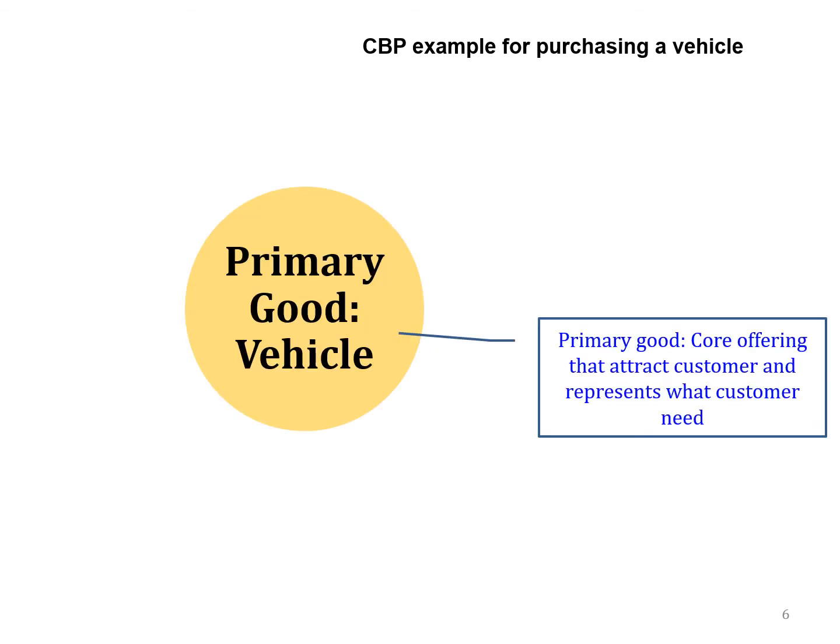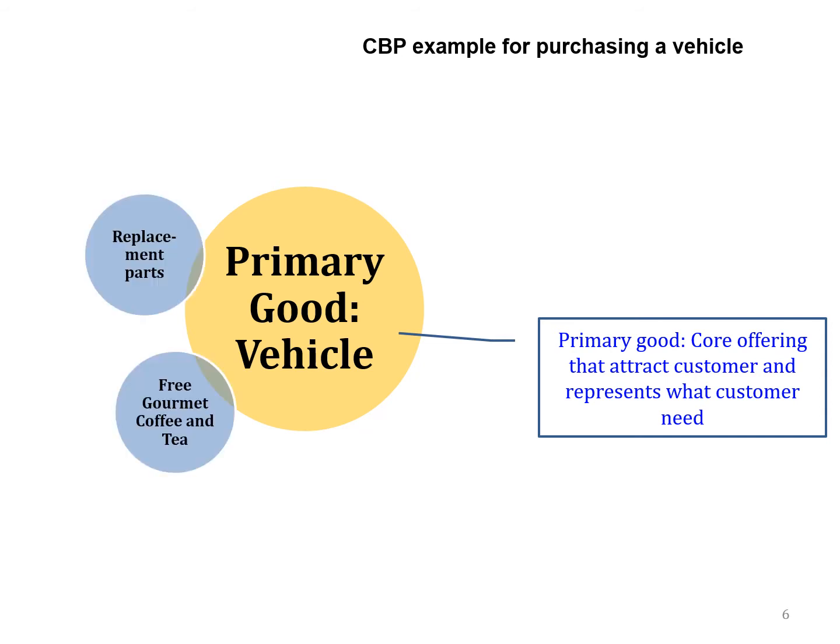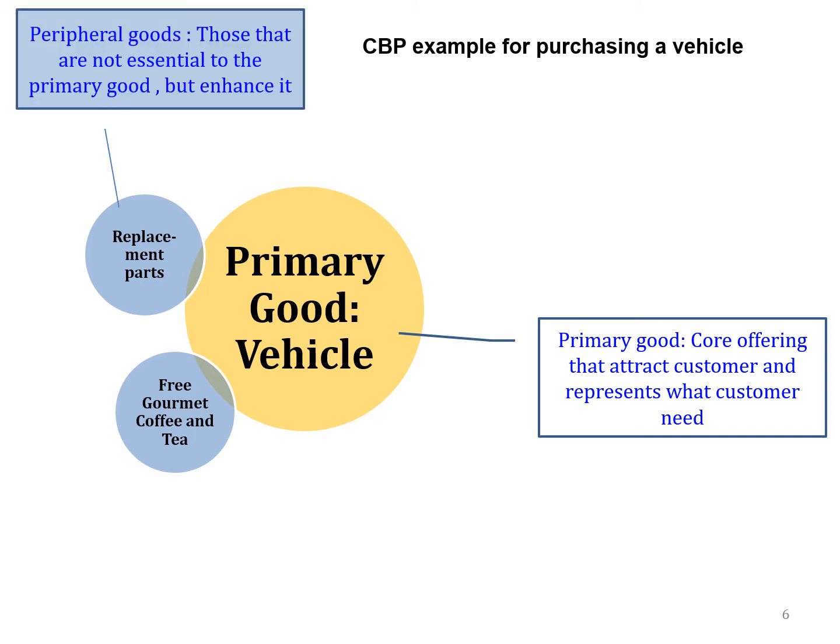Let's take a look. For example, your company is selling a car, selling vehicle, jual kereta. So you have a primary good, your vehicle lah, yang vehicle yang you nak jual tu. So that is the primary good, the core offering that attracts customers and represents what the customer needs. Di samping you jual kereta, you also offer the customer, once they purchase the car, they also get the replacement parts and also free gourmet coffee and tea. So these are called peripheral goods. Barang-barang sampingan lah, peripheral, those that are not essential to the primary good but enhance it.